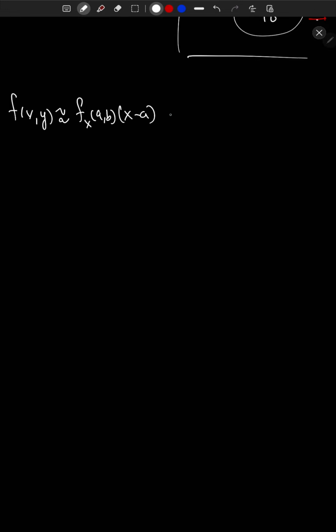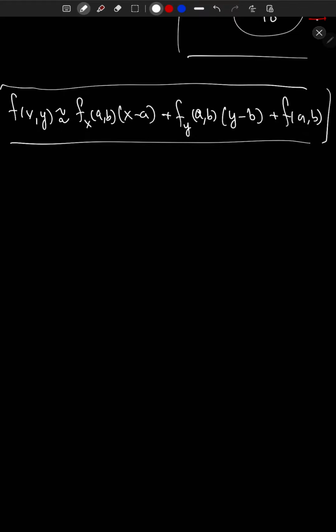Let me write it again. f of x comma y is approximately, let me use the f sub x notation now, f sub x at a, b times x minus a plus f sub y at a, b times y minus b plus f of a, b, right? So that's our formula for linear approximation. And again, if you can't remember it on an exam or whatever, very quickly you can derive it, right? From the basic idea. All you have to remember is you need to cut in the x direction, cut in the y direction, and then you can get the equation of the plane through the cross product, giving you the normal.